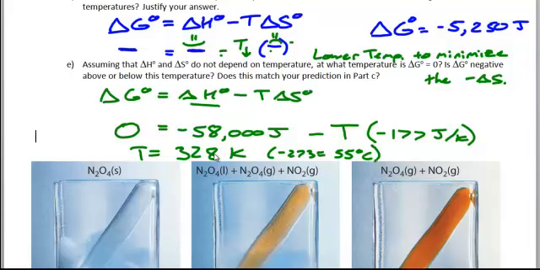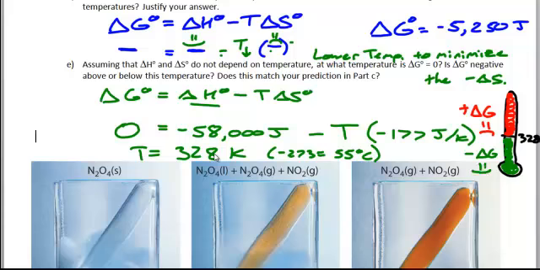And so again, if you imagine a thermometer, excuse my drawing here, we're at 328 Kelvin, and anything above that temperature, your delta G will be positive, and your reaction will not be spontaneous. Let me walk that back. Anything below that temperature, the reaction will be spontaneous because your delta G will be negative.